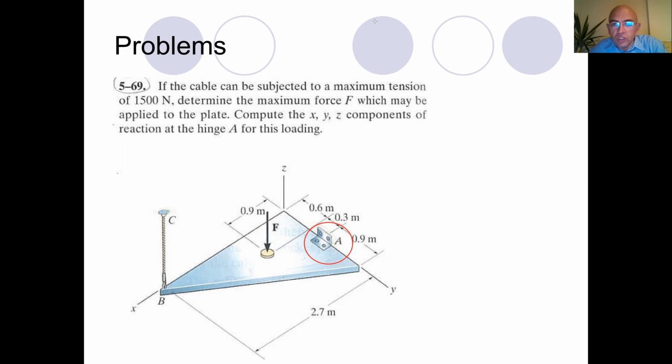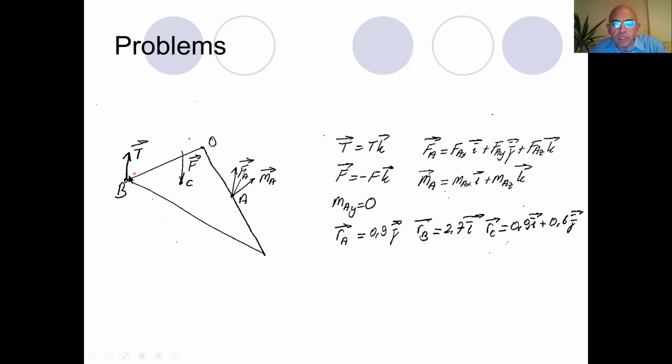Now I can draw the free body diagram of the plate. Now this is my free body diagram. I have the tension T. I have the force located at point C. I have Fa, reaction forces at the hinge, and Ma, reaction moments at the hinge A. And I don't have any other forces. I just draw the plate in a schematic way. So O is my origin.